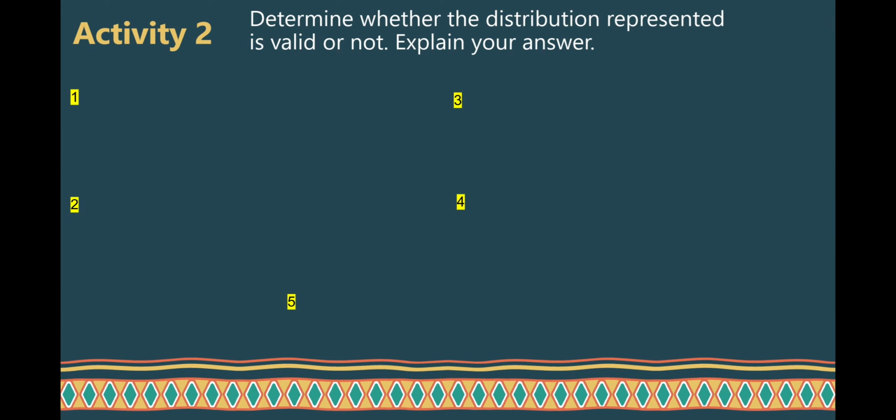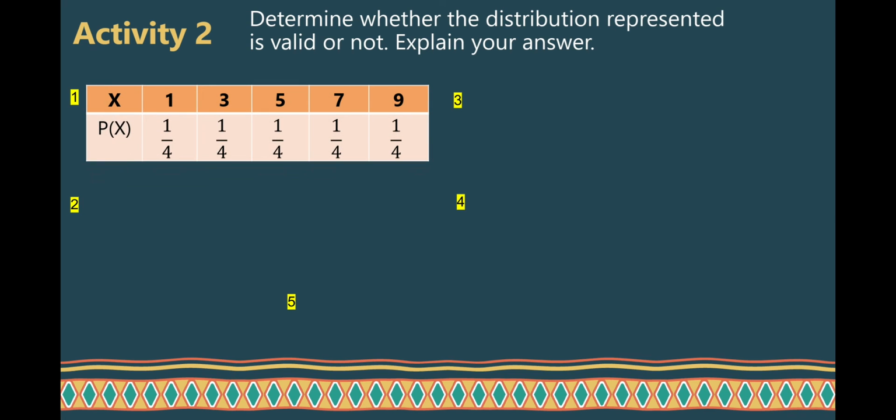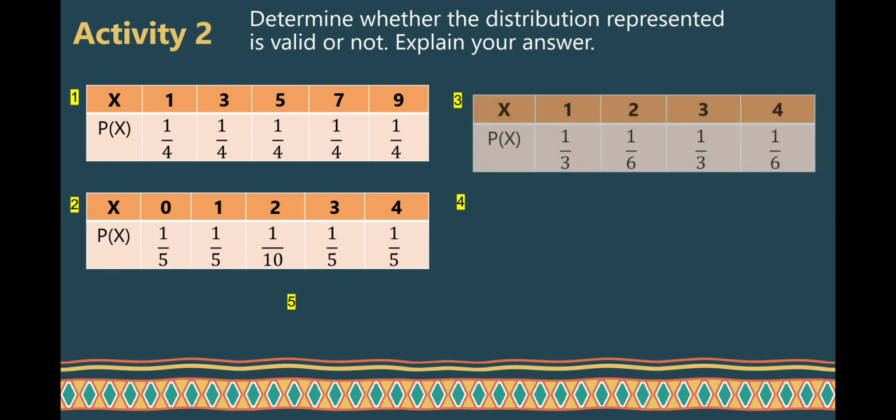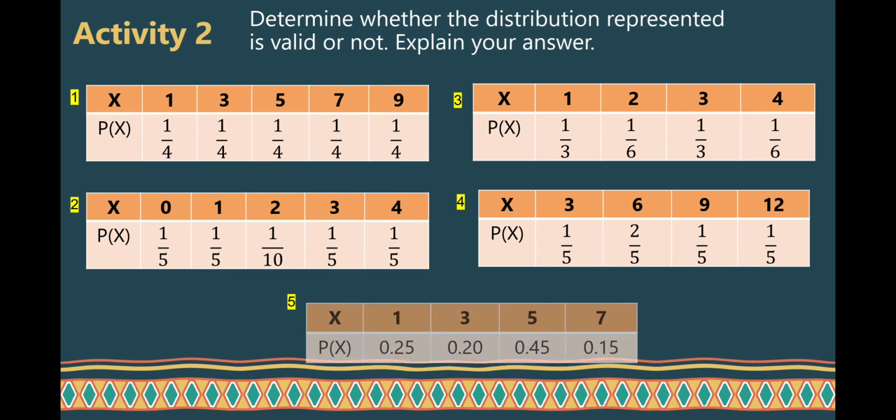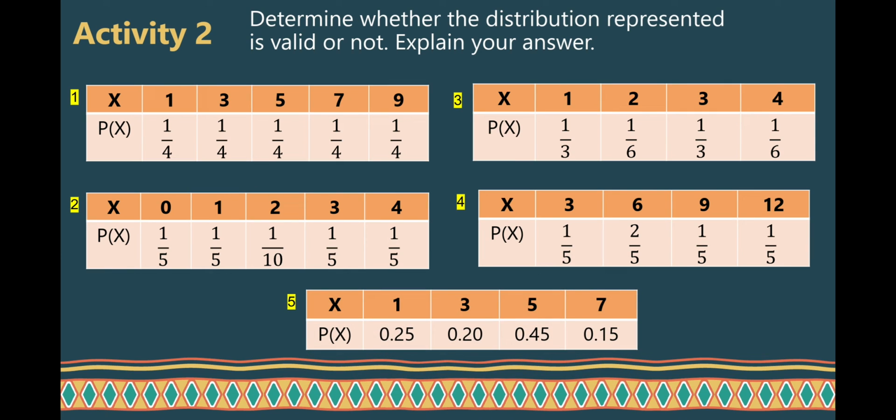Then, for activity 2, determine whether the distribution represented is valid or not. Then you're going to explain your answer. So we have here the tables number 1, 2, 3, 4, and 5. Always remember that the probability distribution of a discrete random variable is always equal to 1.